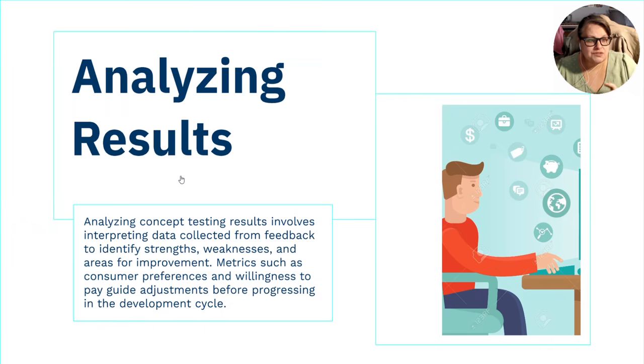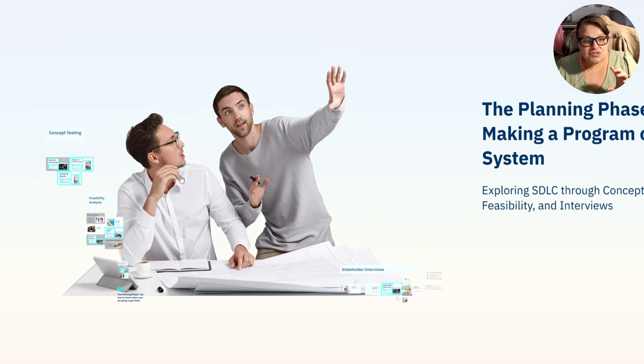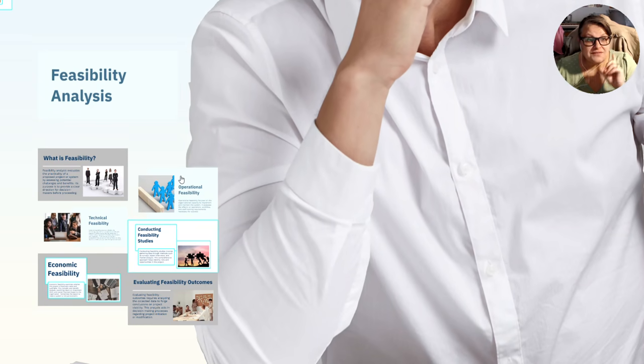Okay, analyzing the results. Analyzing concept testing results involves interpreting data collected from feedback to identify strengths, weaknesses, and areas for improvement. Metrics such as consumer preferences and willingness to pay guide adjustments before progressing in the development lifecycle. So you're going to go over your results. Some of the things to include is a feasibility analysis. A feasibility analysis looks at more than one factor. We've got four in here to look at.